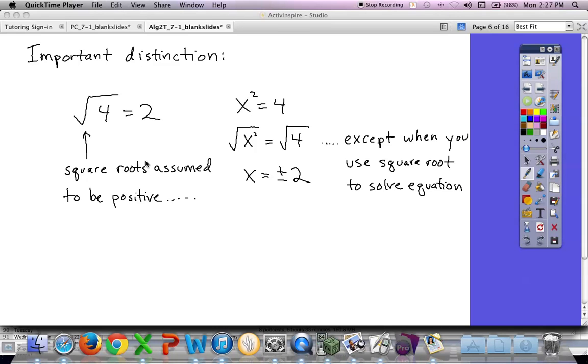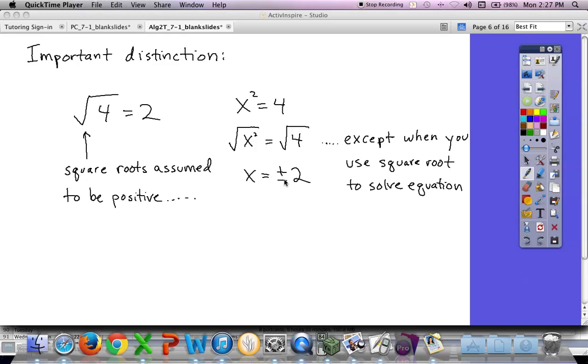Okay, so here's an important distinction here. If you take the square root of 4, you're going to say the answer is 2. If you solve an equation, x squared equals 4, you have to take the square root of both sides, because that's how you undo the x squared. And you're going to say that x equals plus or minus 2. Right? We did this in chapter 5 when we were solving by taking square roots.